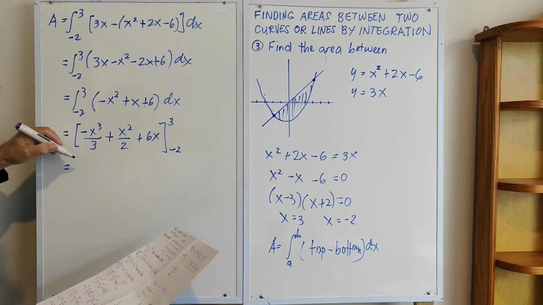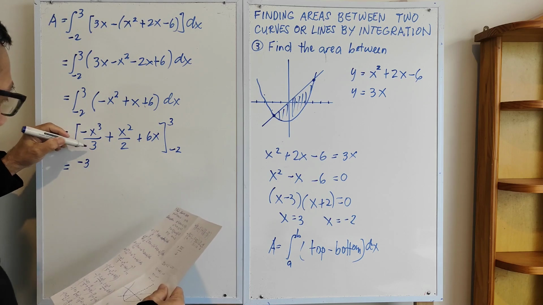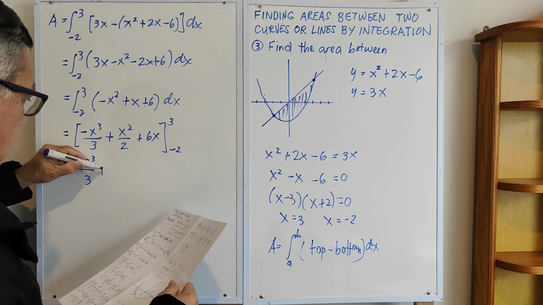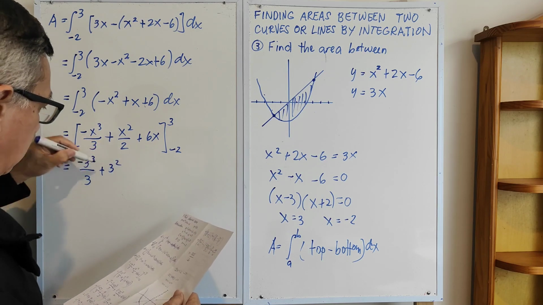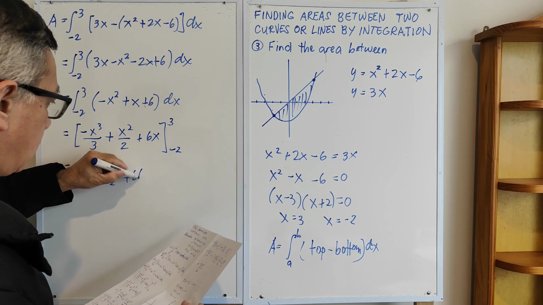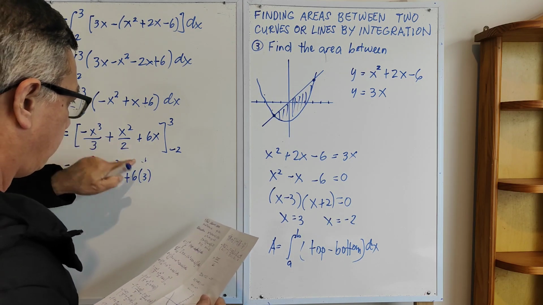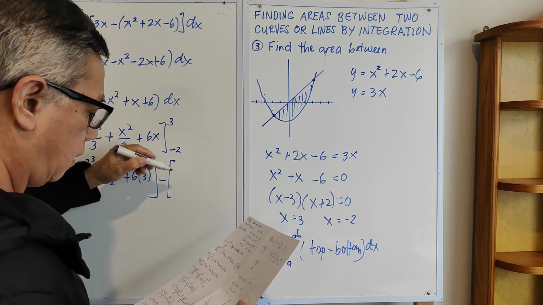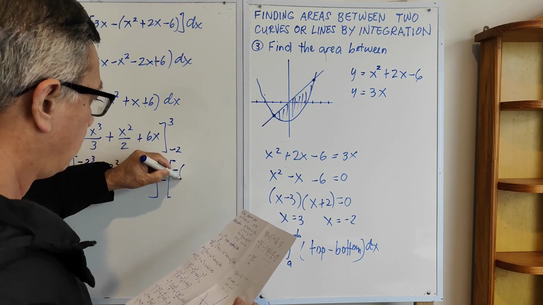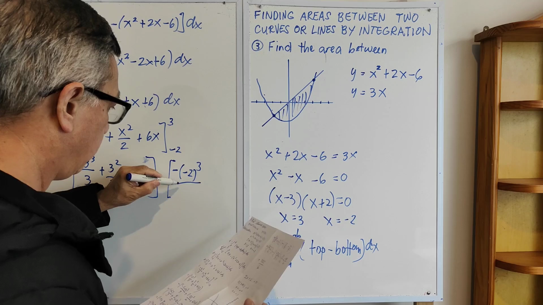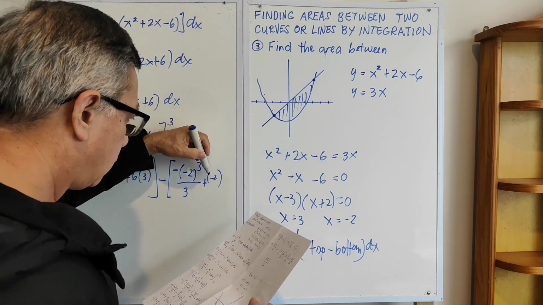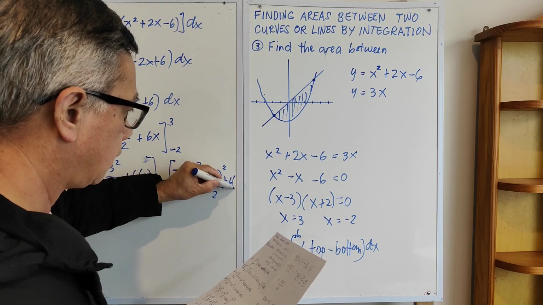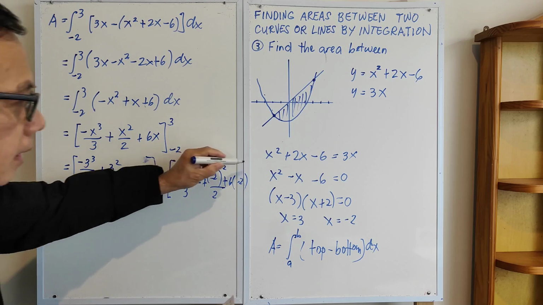We have negative 3 cubed over 3 plus 3 squared over 2 plus 6 times 3, minus, negative 2 cubed over 3 plus negative 2 squared over 2 plus 6 and negative 2. Sorry about that. Bracket.